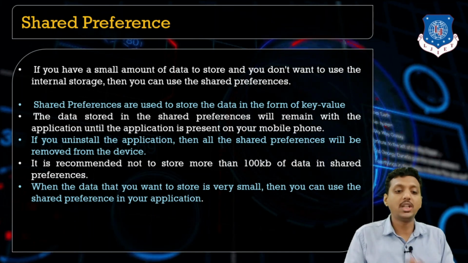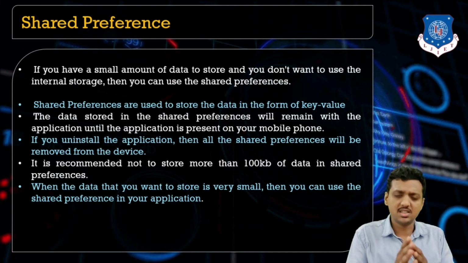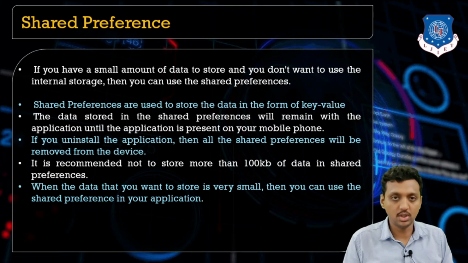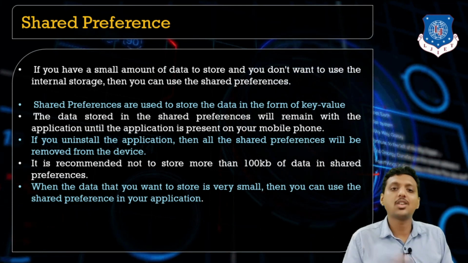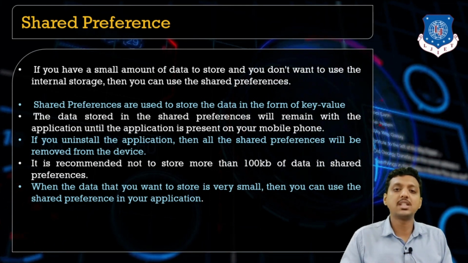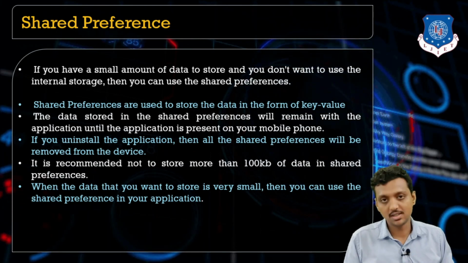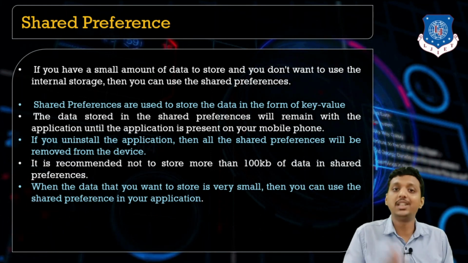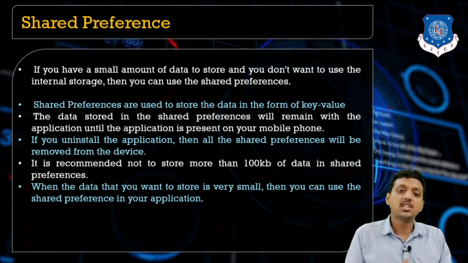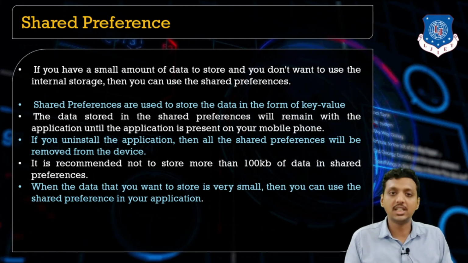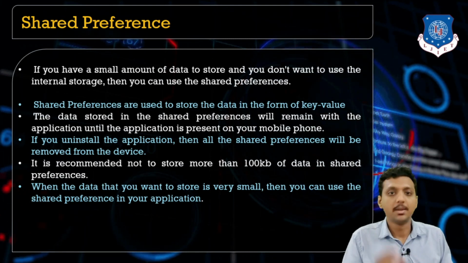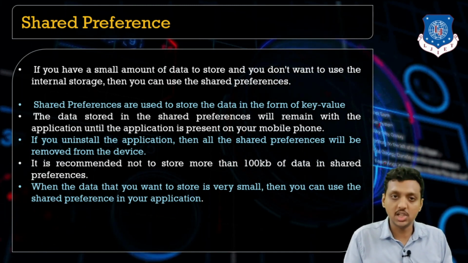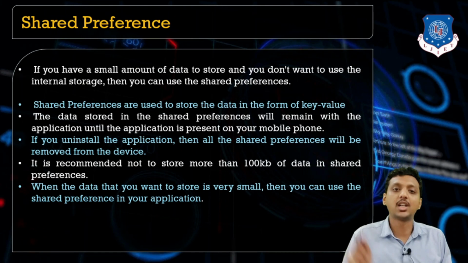Here, the data stored in the shared preference will remain the same until the application is present on your smartphone device. If you uninstall the application, then all the shared preferences will be removed from the device. You have the facility to add shared preference, and to clear the data from the shared preference. But if you do not clear the data by coding, whenever you uninstall your mobile phone application, the shared preference data are gone.